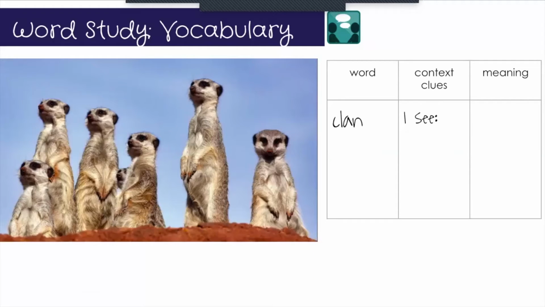All right, boys and girls, our next vocabulary word is the word clan. C-L-A-N. Go ahead and write that word under the word column underneath the word benefit. And with your context clues, I want you now to write down what it is you see in this photograph. Pause the video, and when you're ready to continue, go ahead and hit play.